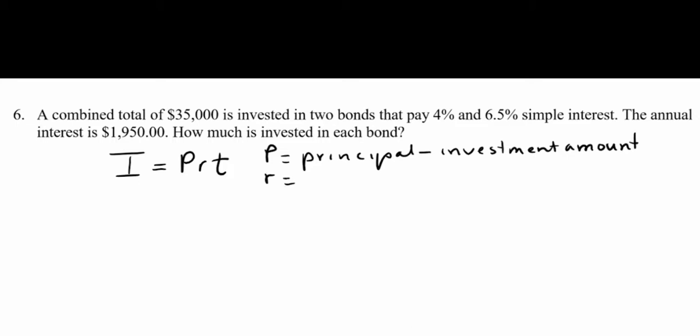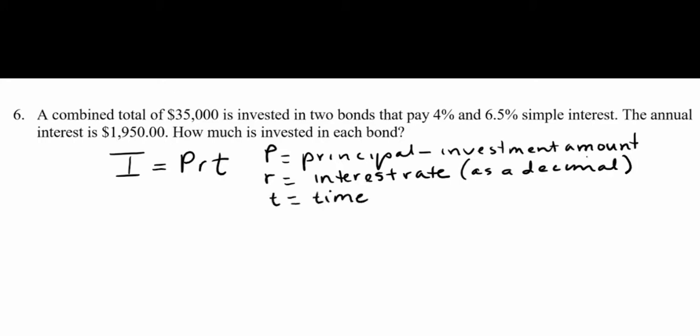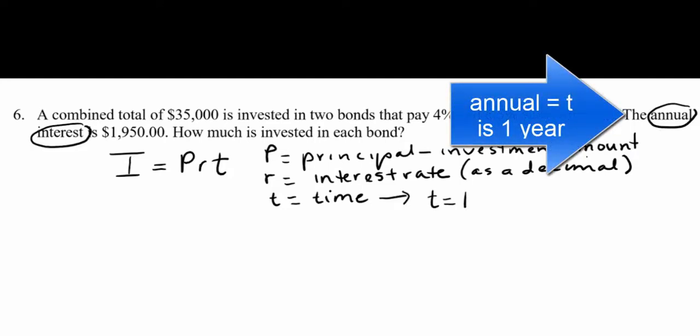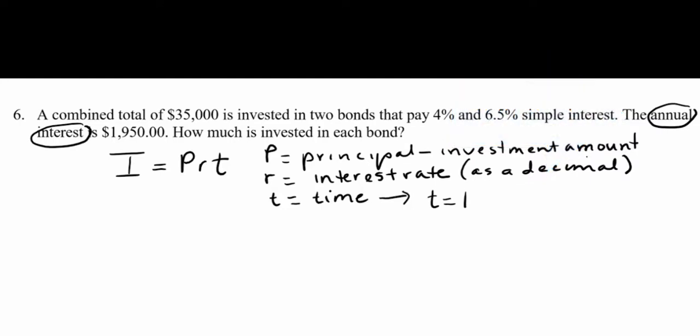R is the rate, the interest rate. And when we're working with this simple interest formula, the rate needs to be as a decimal. Okay, so we're going to be converting percents to decimals. And then T is the investment time. In this particular problem, it says the annual interest. So that means that T is 1. So T equals 1 for the problem we're going to use. So that means that in this problem, our formula for simple interest is interest equals principal times rate. Okay, so that's for our problem because we're looking at only one single year.